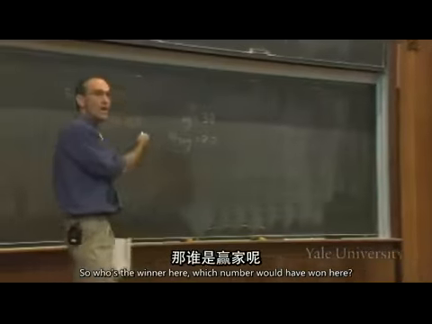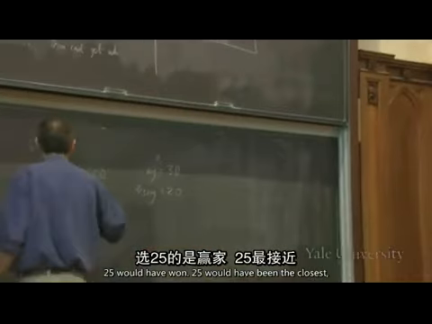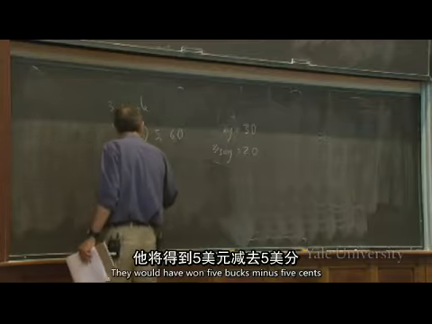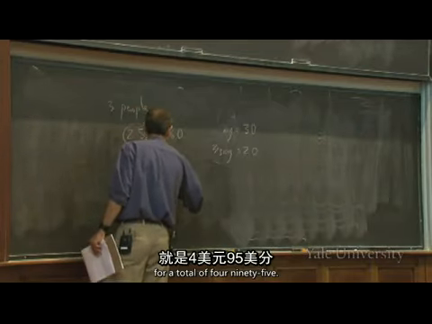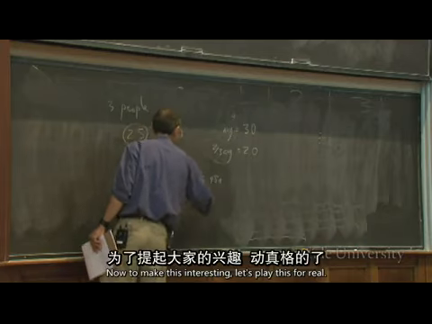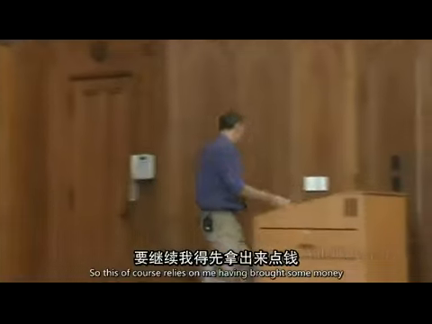All right, so who's the winner here? Which number would have won here? 25 would have won. 25 would have been the closest. And what would they have won? They'd have won $5 minus 5 cents for a total of $4.95. All right. Now to make this interesting, let's play this for real.